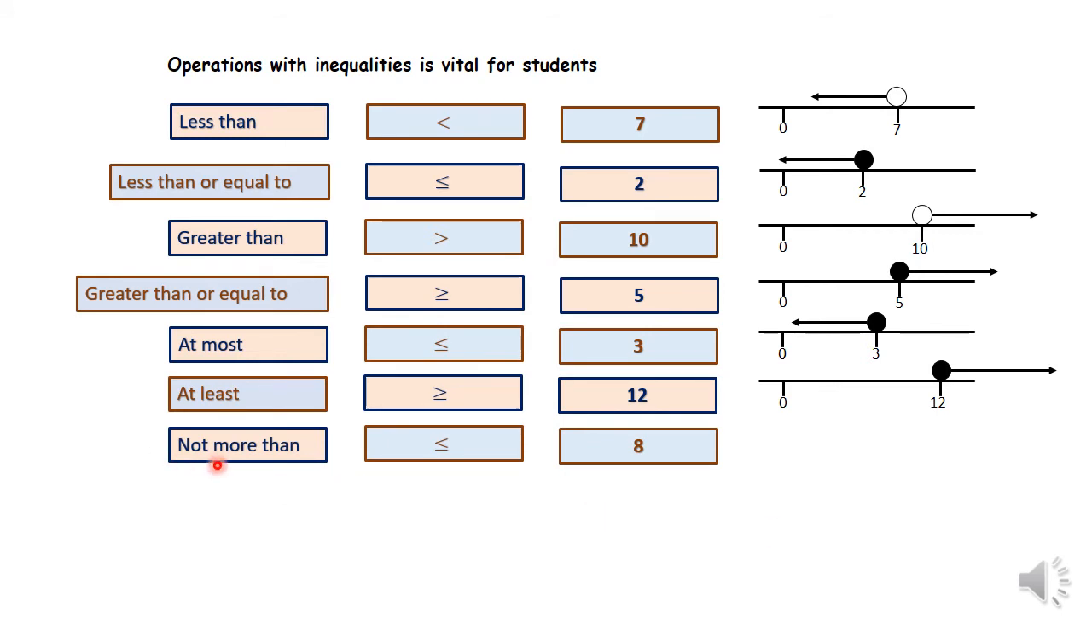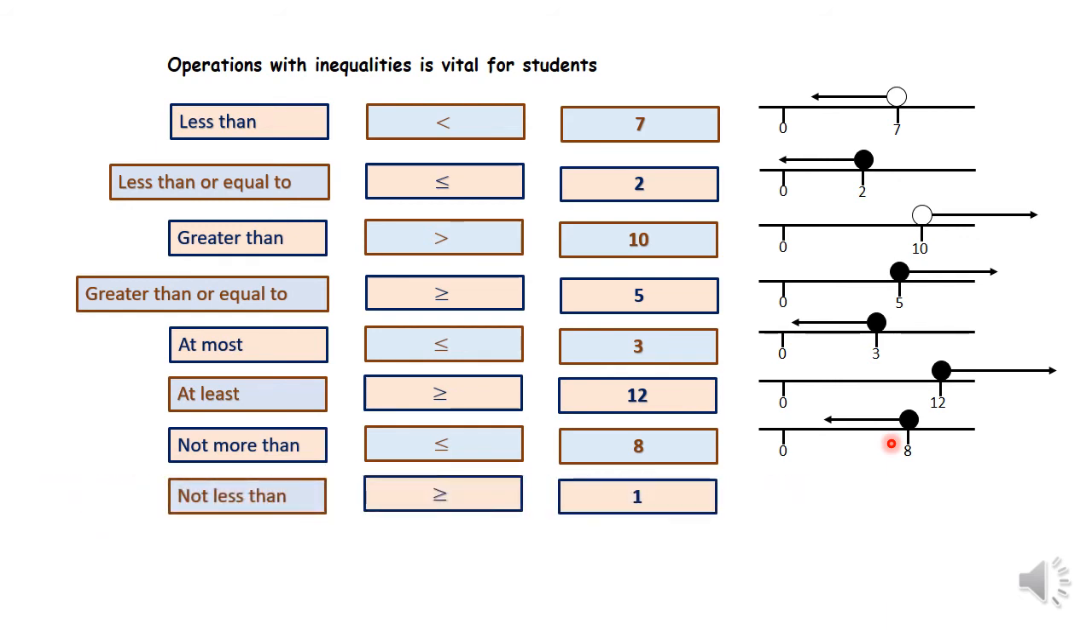If you have the expression not more than, it is the same as at most, which is the same as less than or equal to. So if you're talking about not more than 8, it means we have 8 or less than 8. We have the points 0 and 8 on the number line, and we have 8 and any value to the left of 8. That is 8, 7, 6, 5. Those are the integral values.